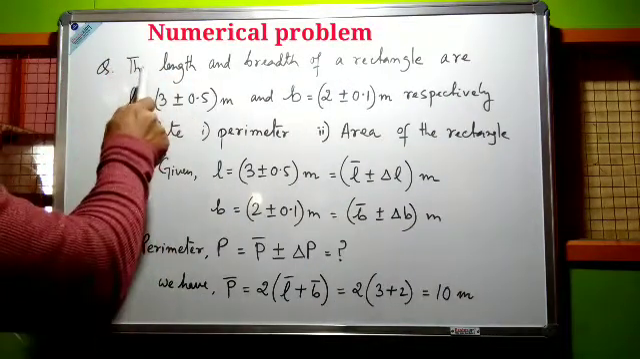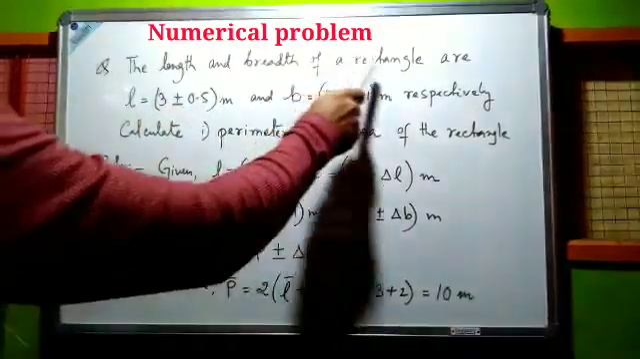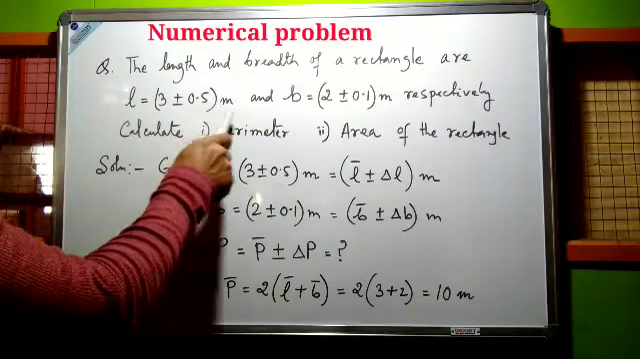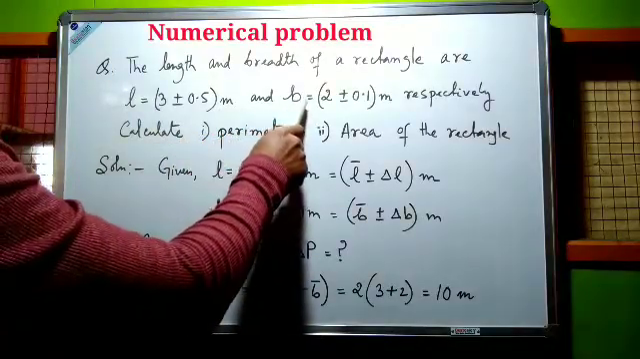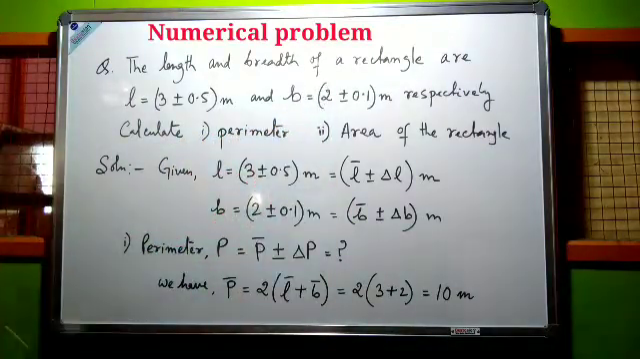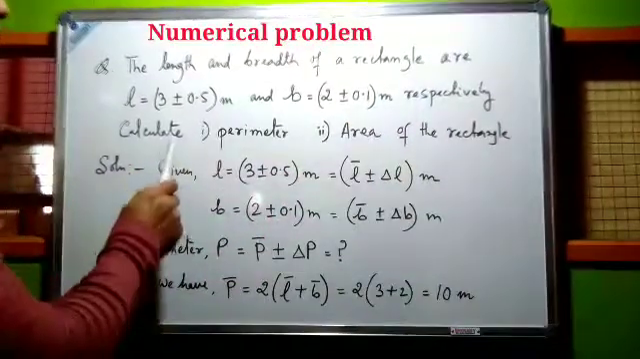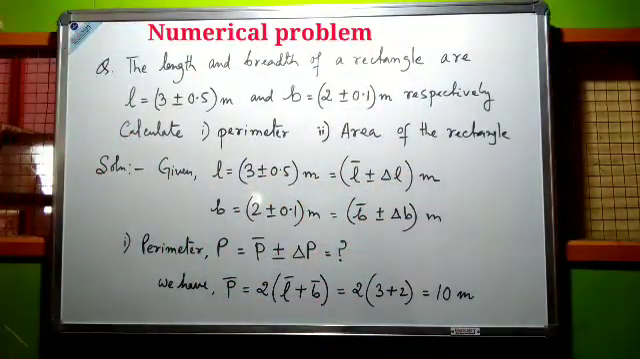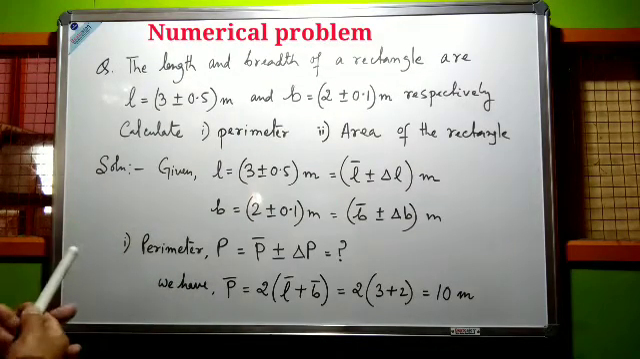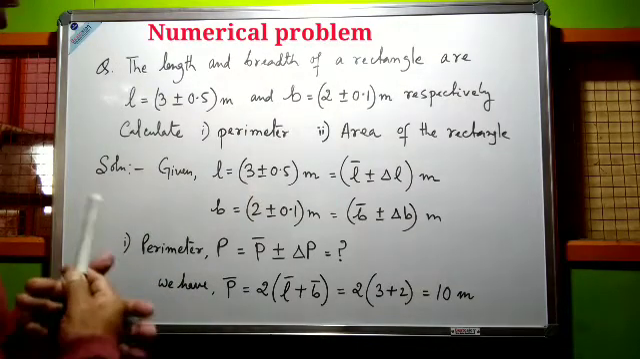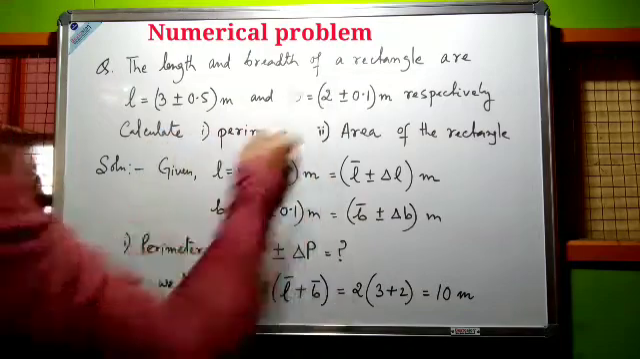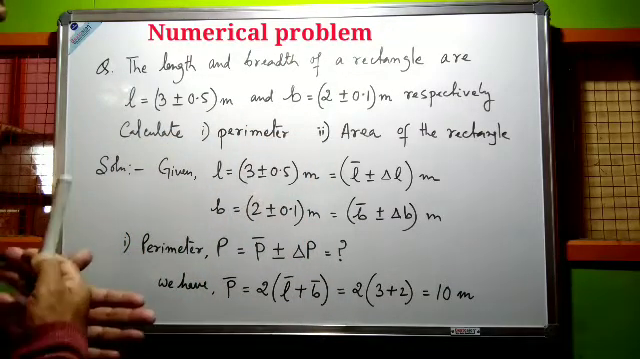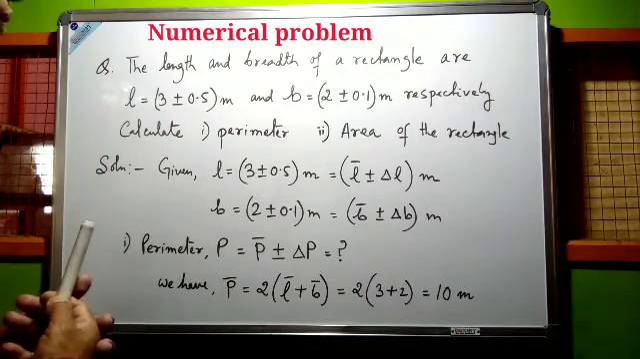The question is: the length and breadth of a rectangle are L equal to 3 plus minus 0.5 meter and B, that is breadth, equal to 2 plus minus 0.1 meter respectively. Calculate the perimeter and area of the rectangle. So we have to find the area and perimeter of this rectangle from the given length and breadth by applying rules for combination of error.